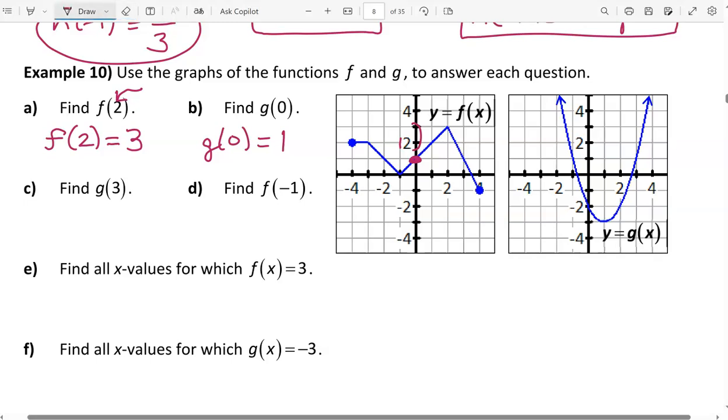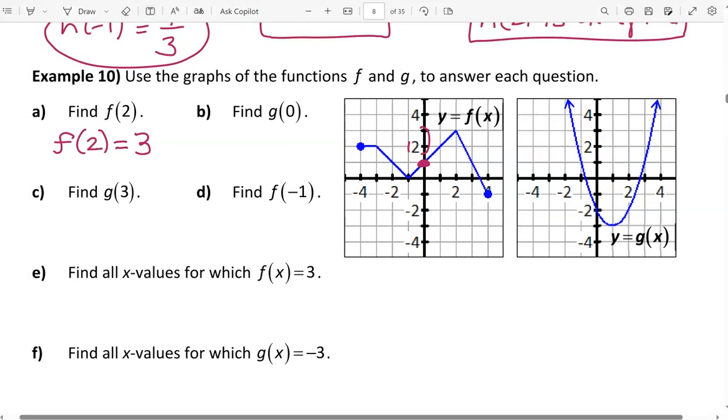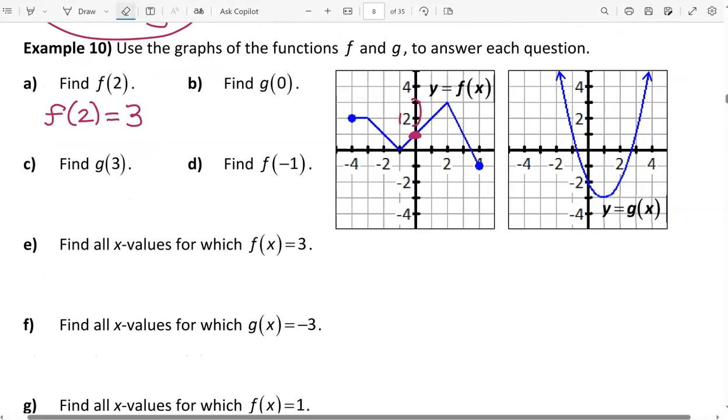When we look for g of 3, let me back up here. I made a mistake, and it's something that you ought to be careful about too. I'm going to back up to example B. In example B, we were asked for g of 0. I wasn't paying attention, and I found f of 0. It's important that we look at the correct graph, so we're going to look at the graph of g of x, and g of 0 is in fact -2, because the point (0, -2) is on the graph of the function y equals g of x.